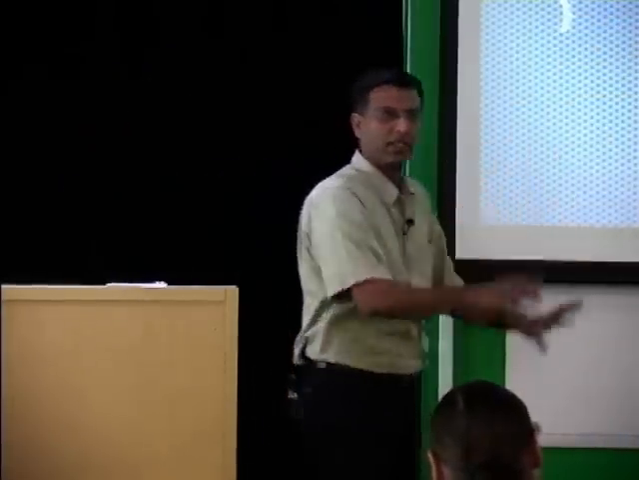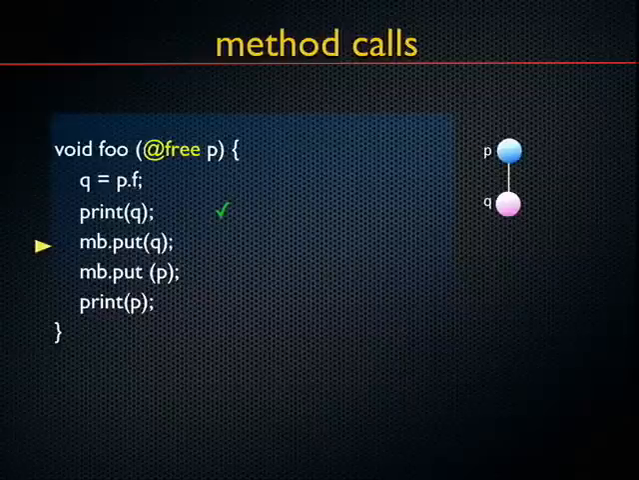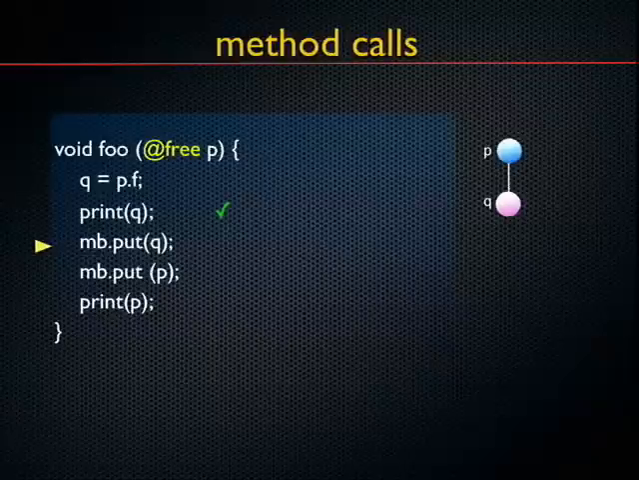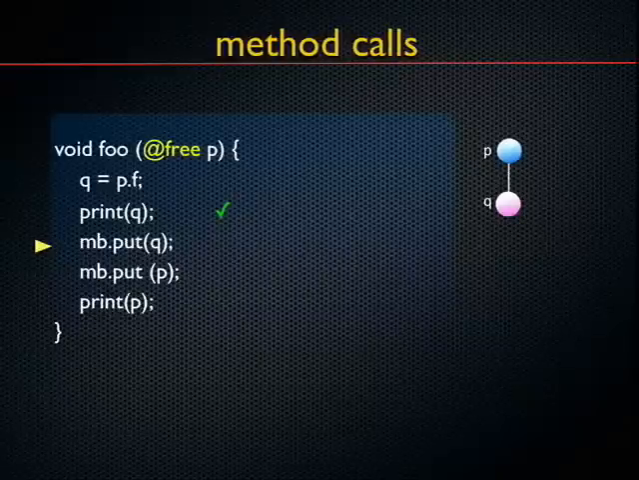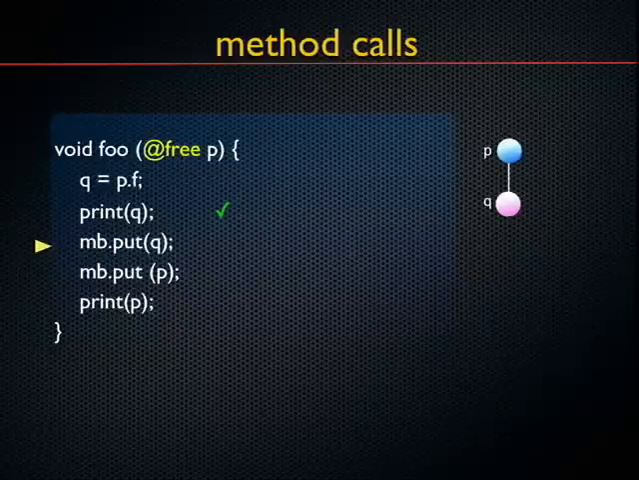So that was about how to infer capabilities. And this is the second part. One set of rules we have seen is for assignment, and the other is for method calls. In this case, until this point, it says q equals p.f. So that's the image I have, p and q hanging off of p. And print q, that's fine because print says I'm not going to touch it. It's going to be safe. Don't worry. So that's fine to call print. mb.put q, mailbox.put says I'm trying to send it, but it's no longer the root, so I can't send it.